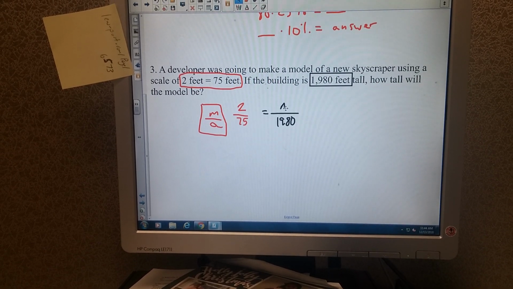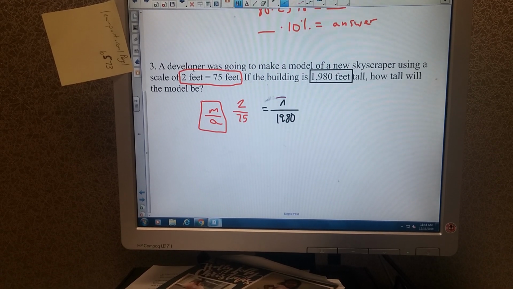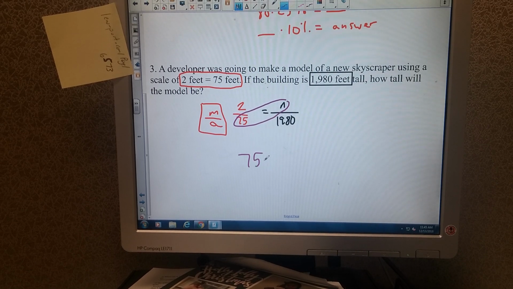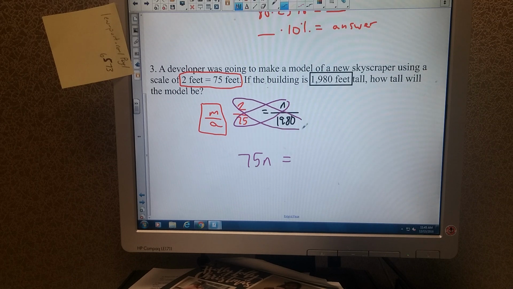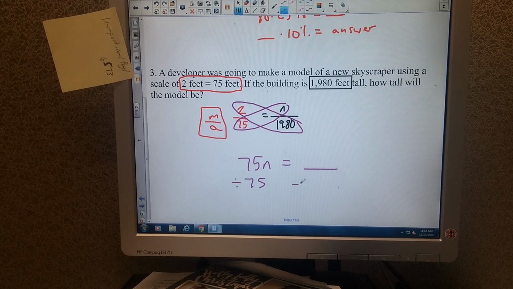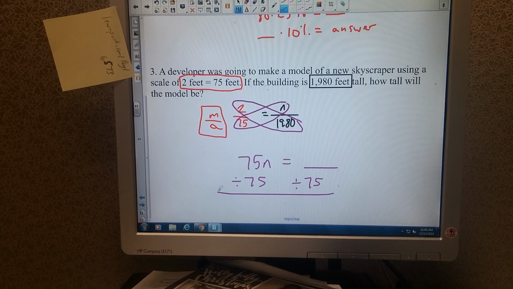There's our unknown, n, x, a, whatever variable you want to use. Again, you're going to cross multiply here, so you'll get 75 times n, which is 75n, equals, you'll cross multiply here, 2 times 1,980, you'll get that answer. You'll divide each side by 75, and it's going to tell us exactly how tall the model is.